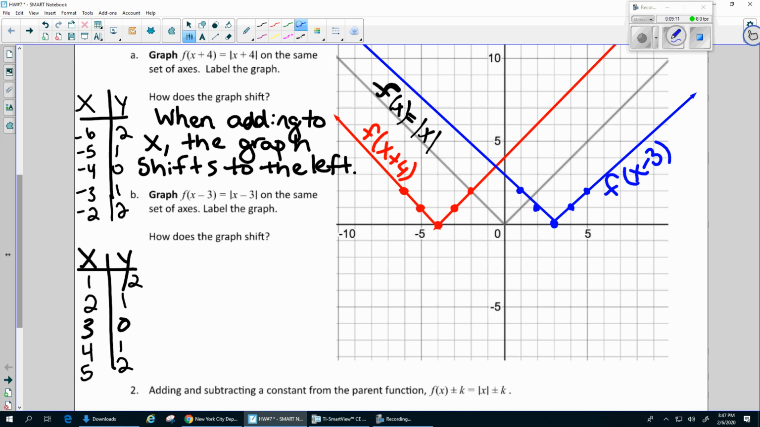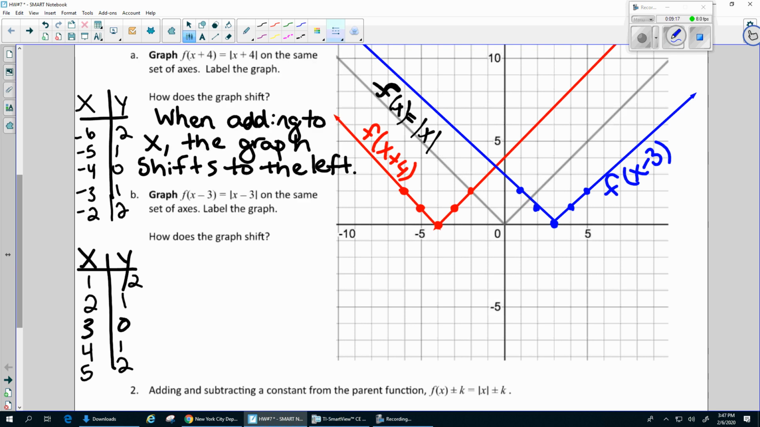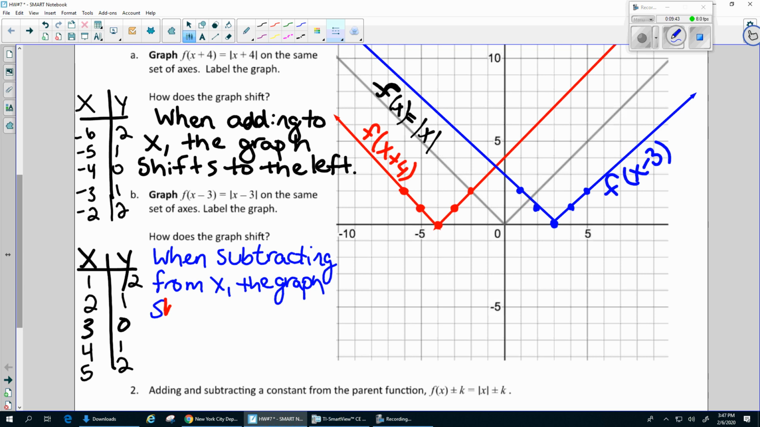So now we need to discuss how this graph shifts, given that we subtract 3 from x. So we can say, when subtracting from x, the graph shifts to the right.